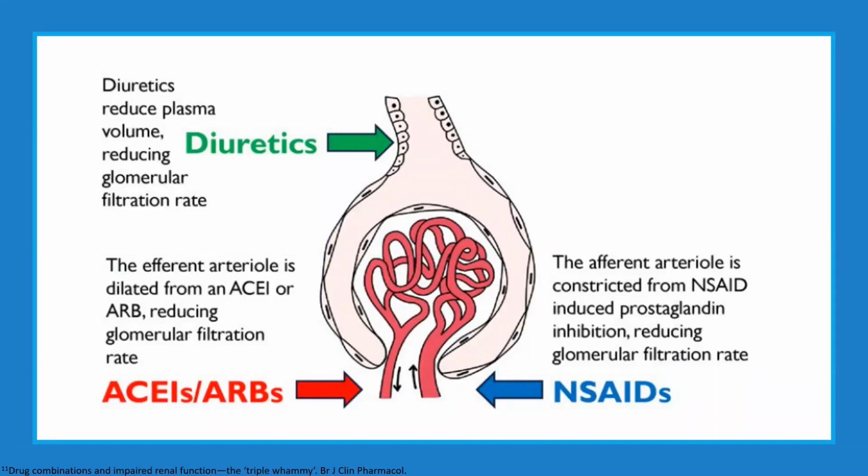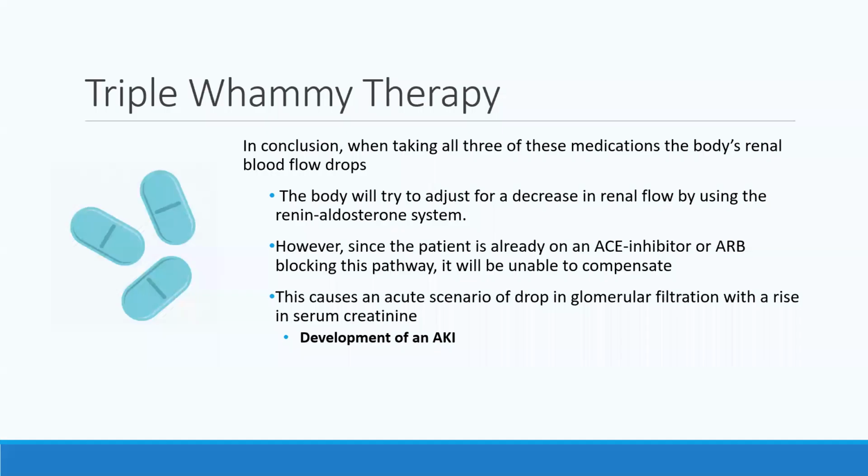First, on the bottom right, NSAIDs are causing constriction, which is reducing the filtration rate. Diuretics are letting more fluid out of the body, again reducing the filtration rate. And then ACEs and ARBs are dilating the efferent arteriole, which is letting fluid out of the kidney, the third way that the filtration rate is decreased.